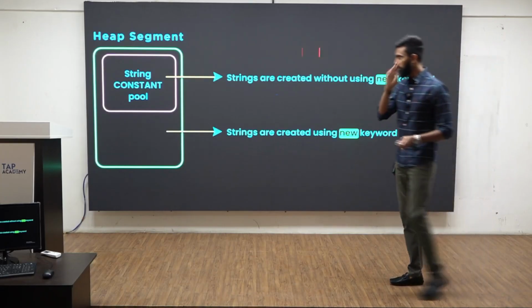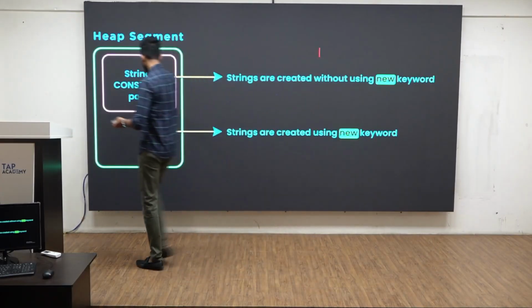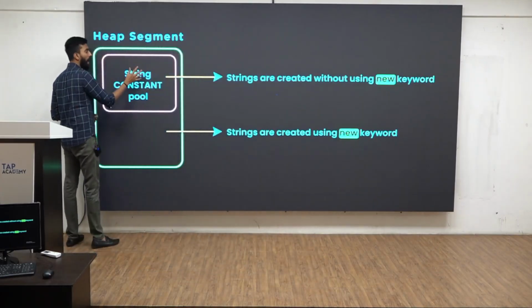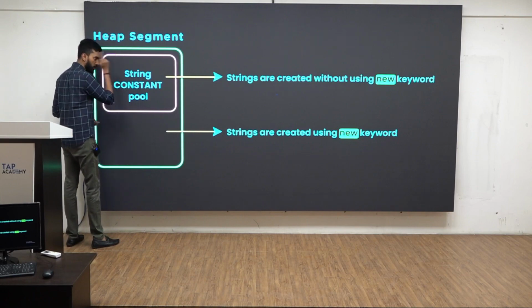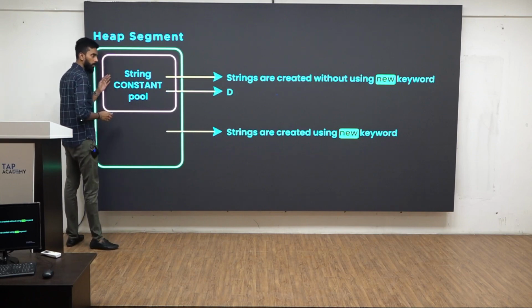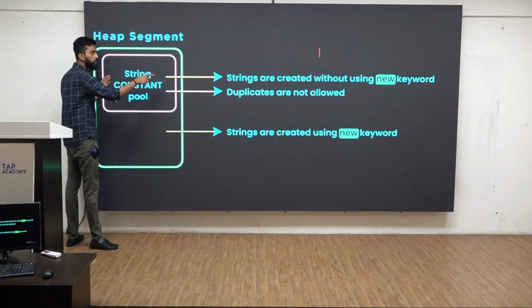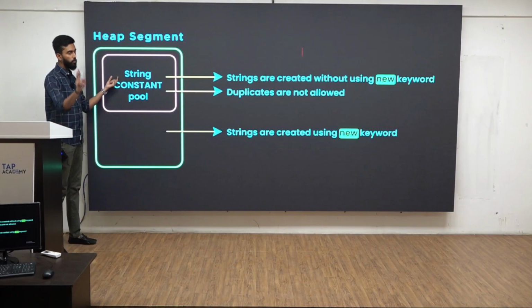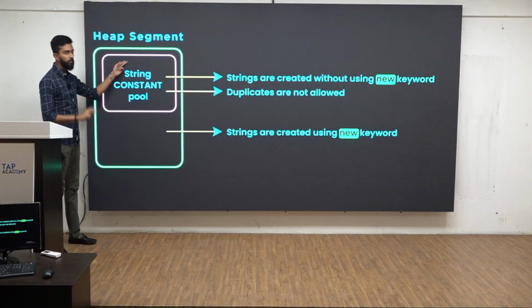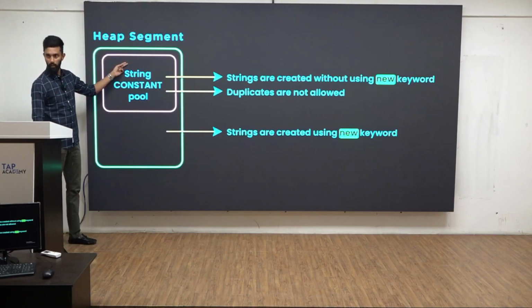Second thing you must understand is, this region has one special property. What is the special property, sir? Special property is, boss, duplicates are not allowed. Which means Java, you can't create two strings. Duplicate is not allowed. Clear?